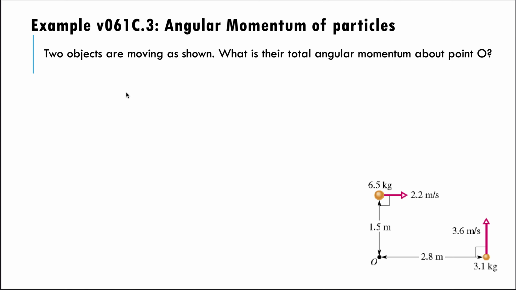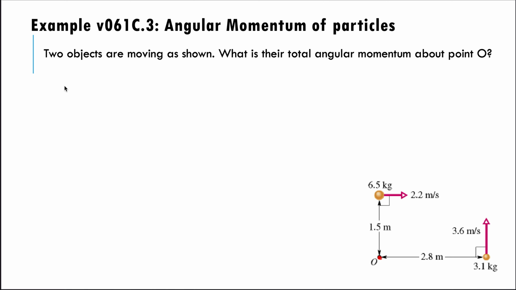Let's look at another example from v061C on angular momentum. In this one, we're finding the angular momentum of two objects about this point O here. We can treat these objects as particles, so they don't have any kind of significant size or shape.